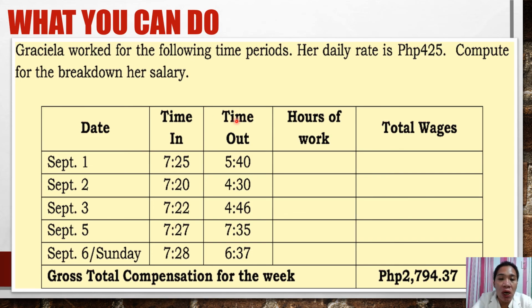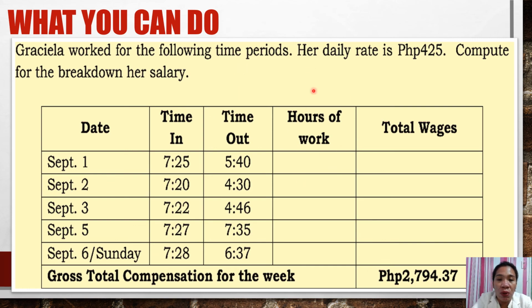So I have here a table wherein you are going to compute the breakdown salary of Graciela. Graciela worked for the following time periods. Her daily rate is 425 pesos. Compute for the breakdown of her salary. So in the first column, we have date. Then in the second column, the time in. Then third column is time out.